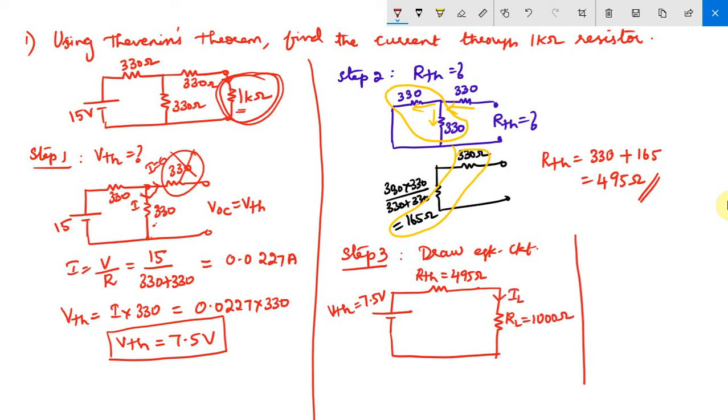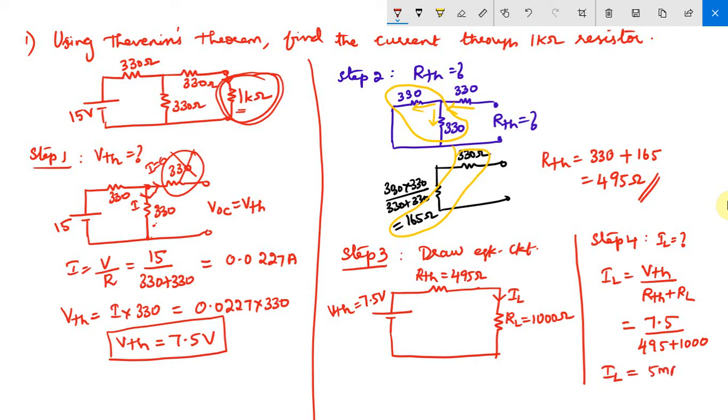So next, step 4, we are going to find the load current IL. What is the formula for IL? IL is equal to VTH divided by RTH plus RL, which is equal to 7.5 divided by 495 plus 1000. So what is the load current then? It is equal to 5 milliampere.